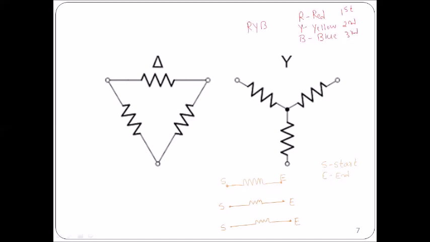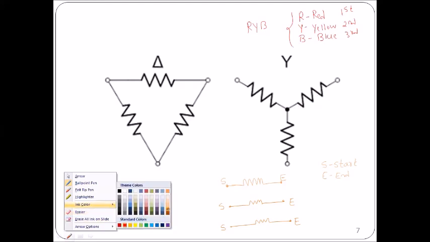Okay, so in our country we generally use RYB, but some other countries also use RYG, that is green. Okay, so that is just a color code indication, right? Now we got to know that whenever we have a three-phase source, it is nothing but RYB. Now we shall adopt that in the diagram we have already drawn.